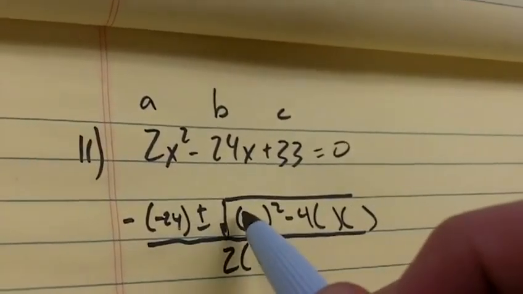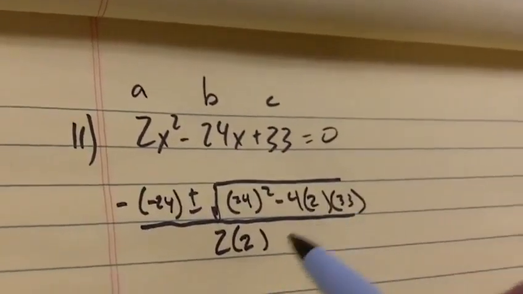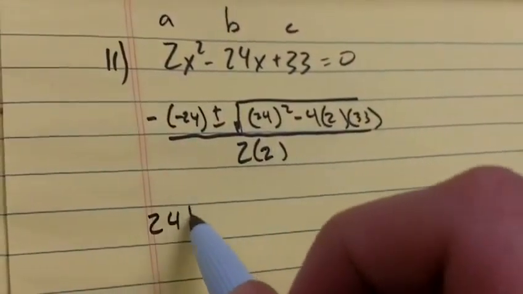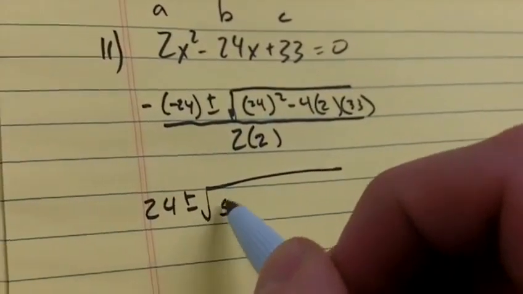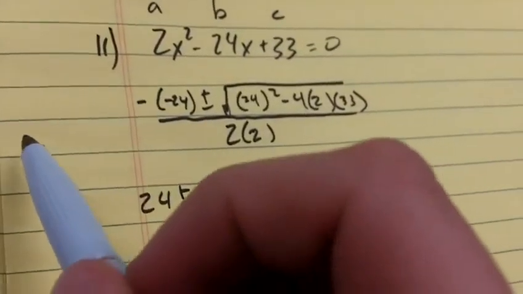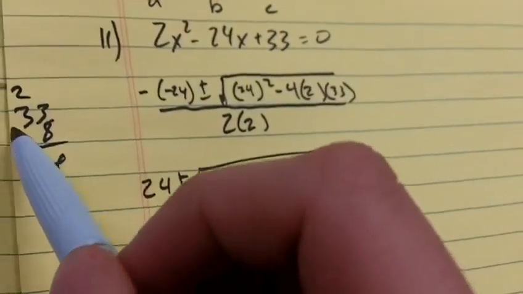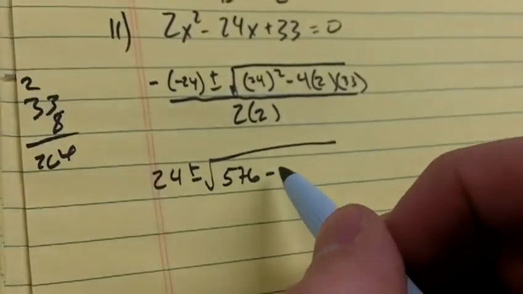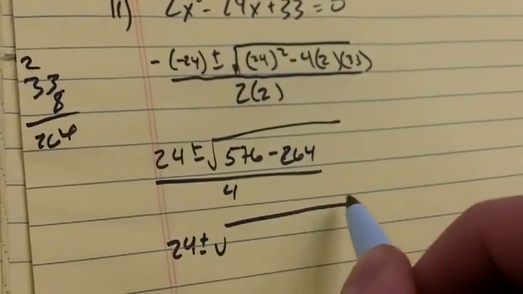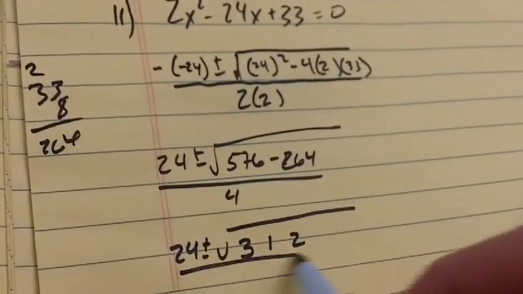Negative b, so that's a negative 24, plus or minus the square root of 24 squared minus 4 times 2 times 33, all over 2 times 2. Now we got to go through and simplify. Negative 24 is positive 24 plus or minus the square root of 24 squared is 576 minus 4 times 2 times 33. That I need to work out in my head. I can't work that out in my head. 8 times 33 is 264. 576 minus 264 all over 4. 24 plus or minus the square root of 312 over 4.